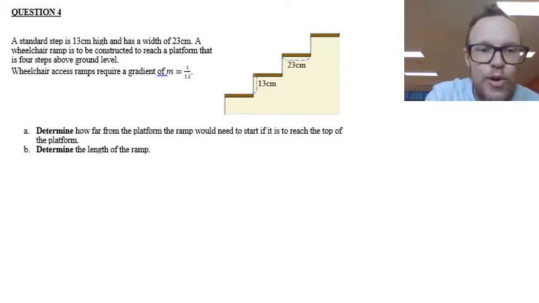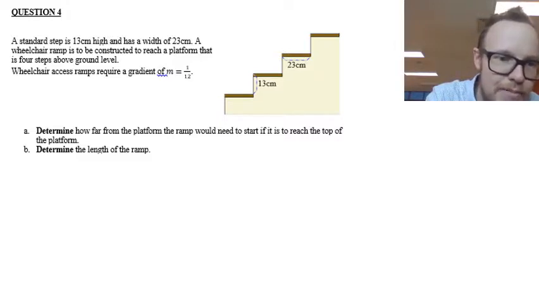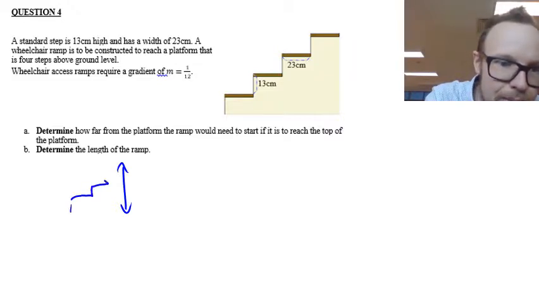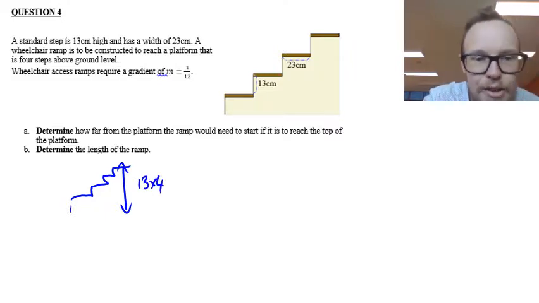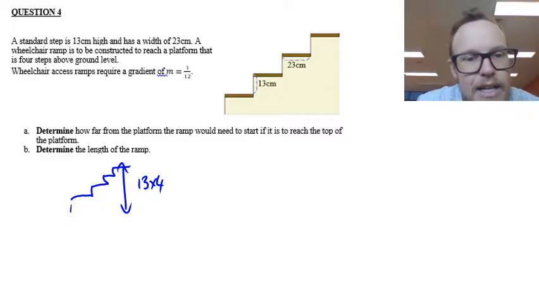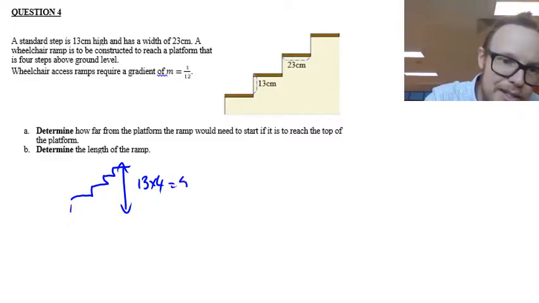We can draw a diagram of our steps. We've already got a diagram given there. If I've got my steps, they're going to be a certain level that are high. So they're going to be going up and up and up, 4 of them here. And the height is going to be 13 times 4, because each one's 13 centimetres high, and I'm multiplying them by 4. So that's 52 centimetres in total.